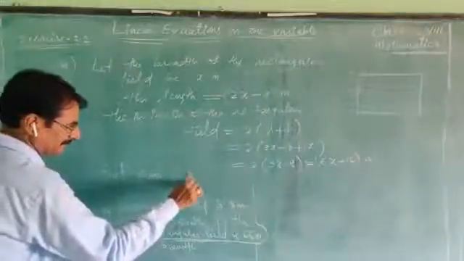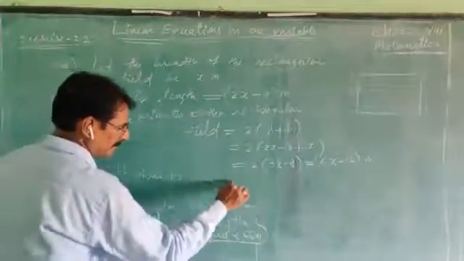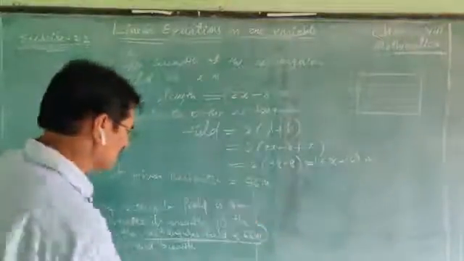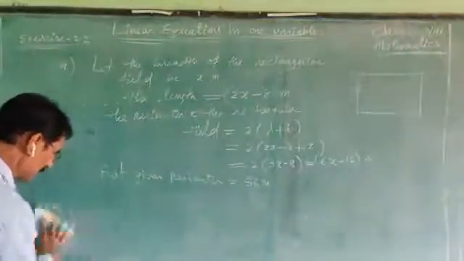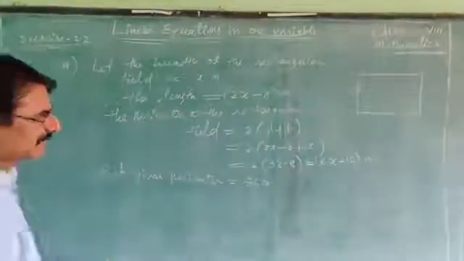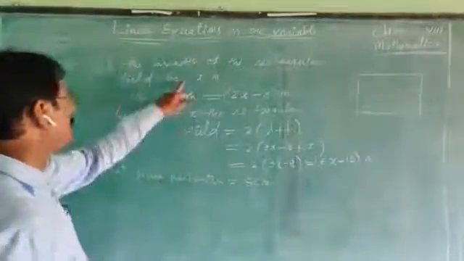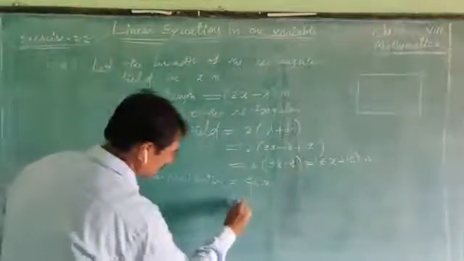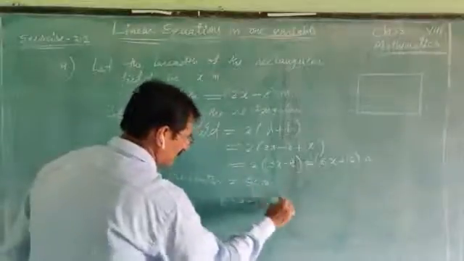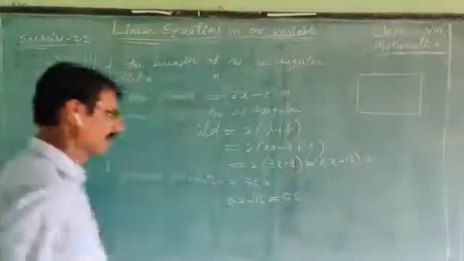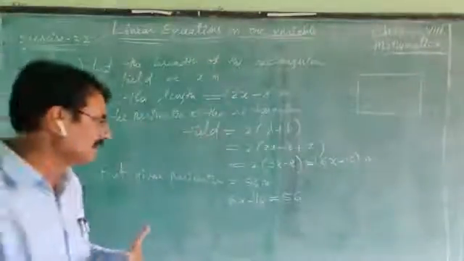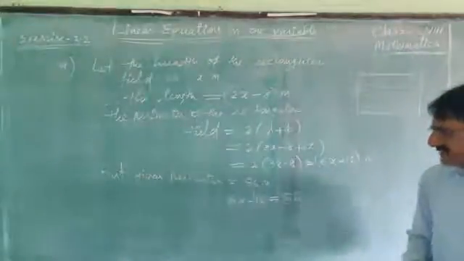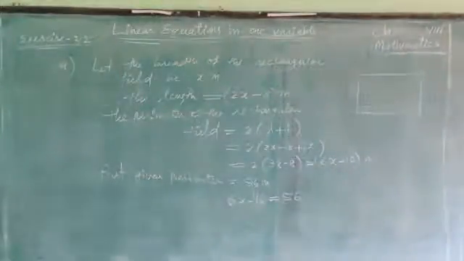The given perimeter is equal to 56 meters. If we equate these two, we get the x value, which is the breadth. Therefore, how much did we get? 6x minus 16, but given 56. These are two values, so we get an equation. Which equation? 6x minus 16 equal to 56.